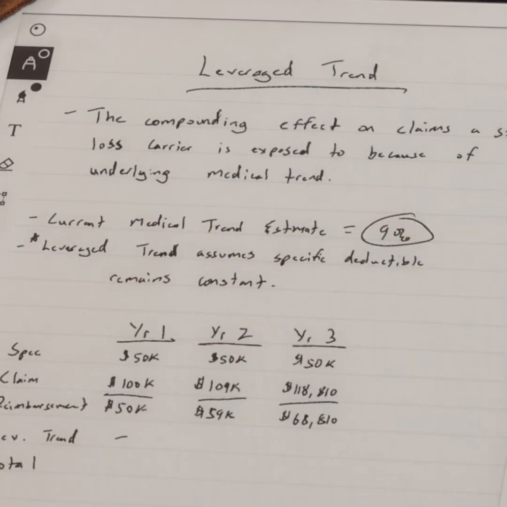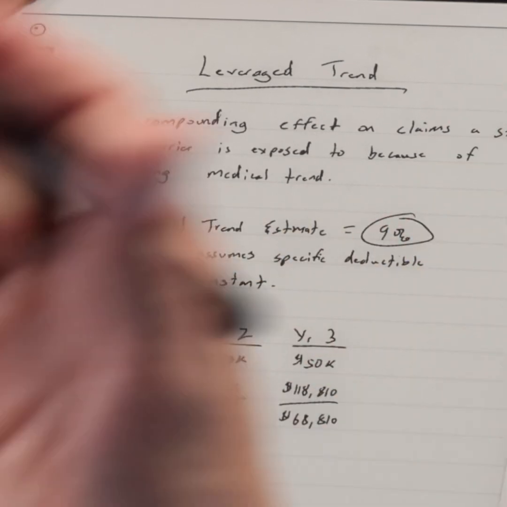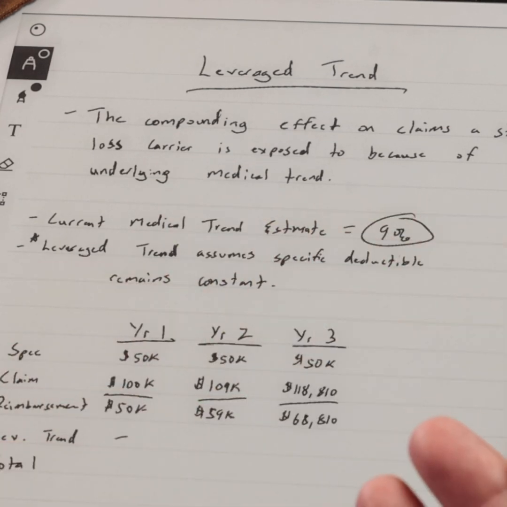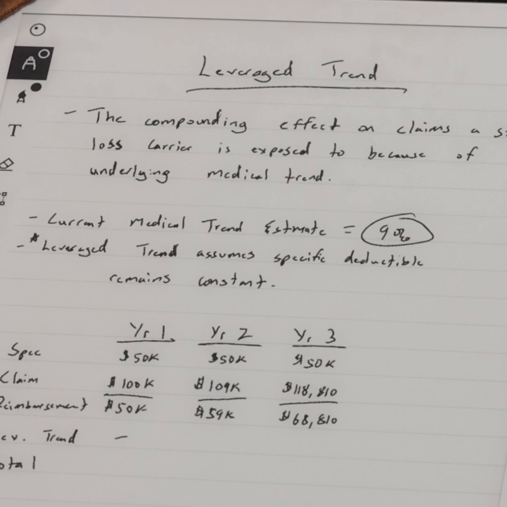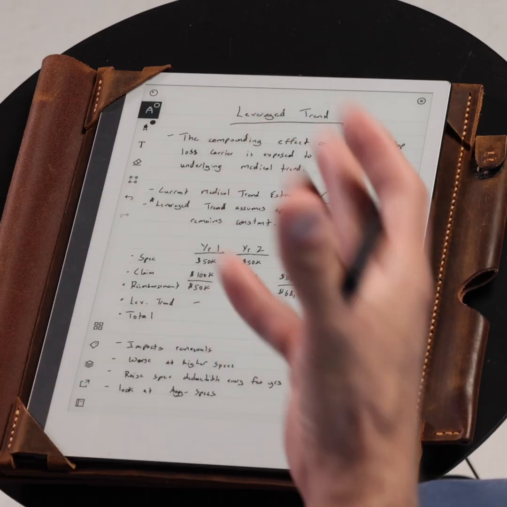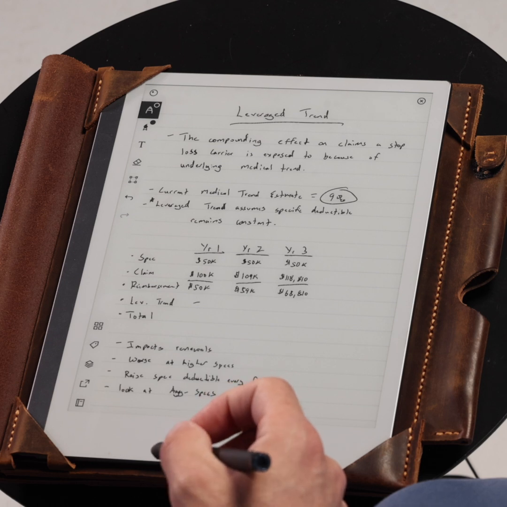The other component of leverage trend you need to understand is it assumes the stop loss deductible remains constant year after year after year, the specific deductible that we defined in previous videos. So let's look at the math of how this compounding effect of leverage trend works.